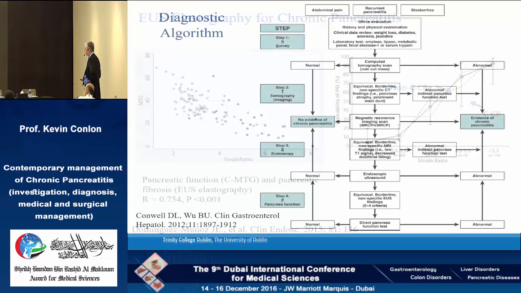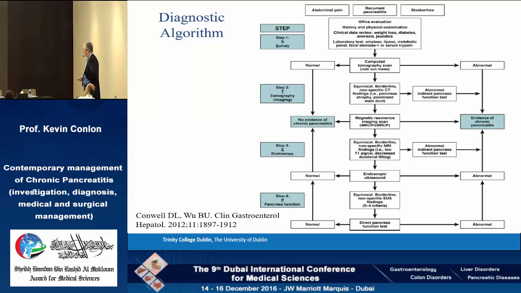Now, this was published a couple of years ago, and I thought it was reasonable because it's basically what we do. We have patients who come with pancreatitis, we see them in the clinic, we do all the laboratory investigations, and then we send them for a CT scan. If it's abnormal, it's chronic pancreatitis. If it's equivocal or not abnormal, we go on to MRI, and then we move on to endoscopic ultrasound, coming down this way. This is our algorithm. If it gets down here and that's normal, we look for other diagnoses. So basically, it's examination, CT, MRI, endoscopic ultrasound, in that order.